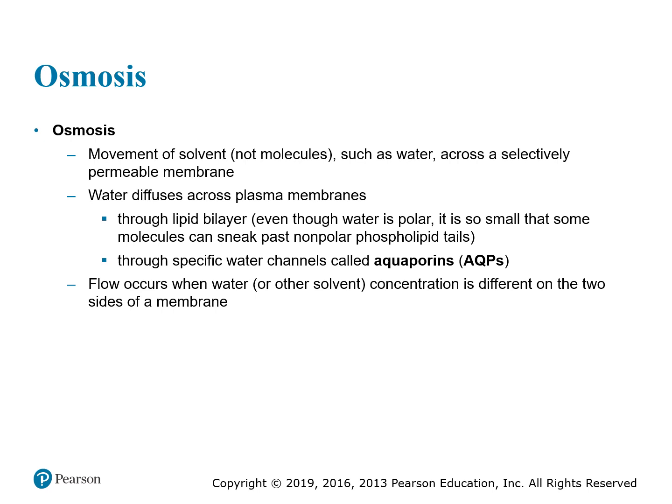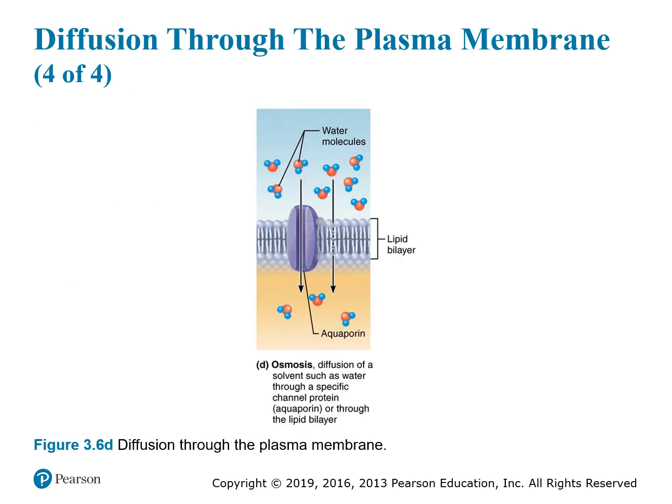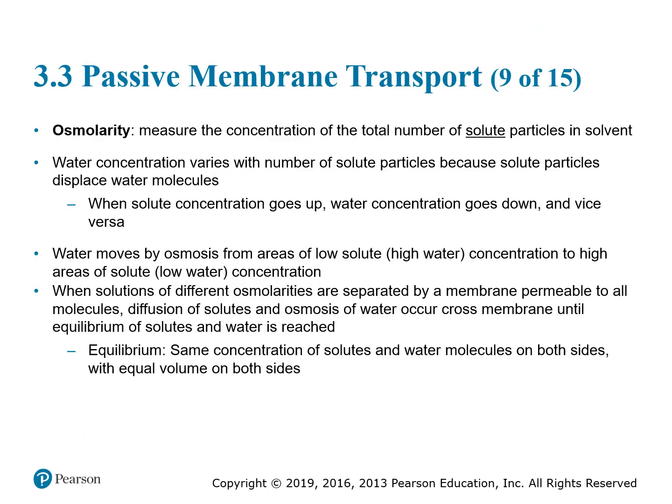It is the movement of a solvent and not the solute, which is kind of counterintuitive perhaps compared to these other types of transports, but flow occurs when water concentration is different on one side of the membrane. We can measure that with osmolarity, and this will be the number of solute particles in a solvent. And the solute particles tell you essentially that there is more or less water in there as well, because your water concentration varies with the number of solute particles.